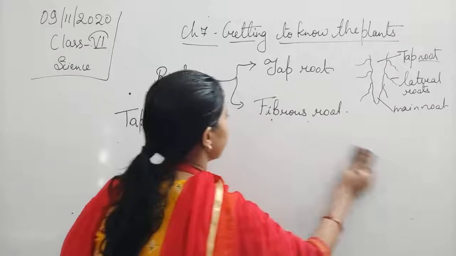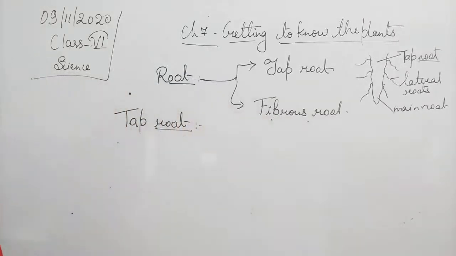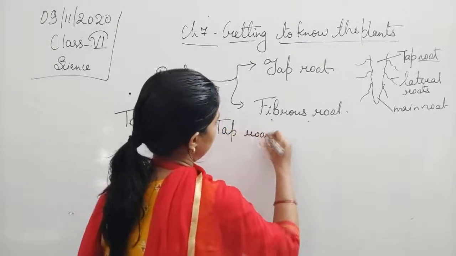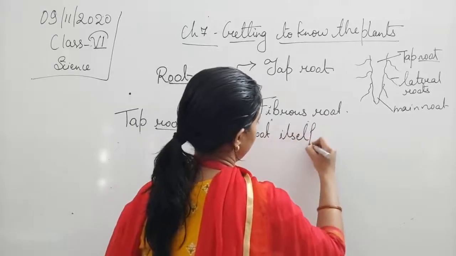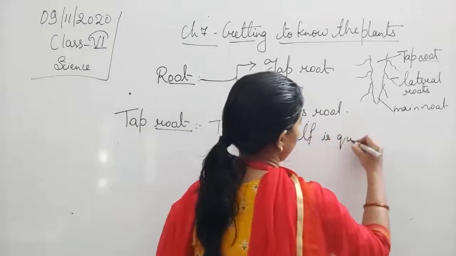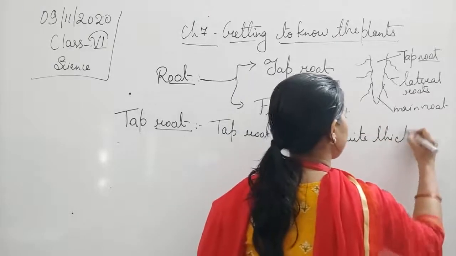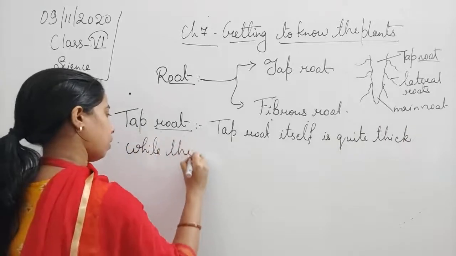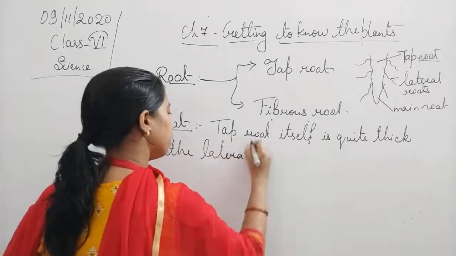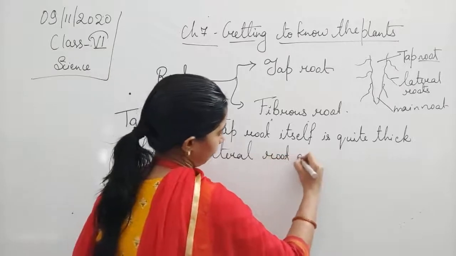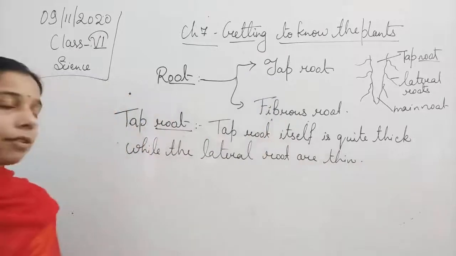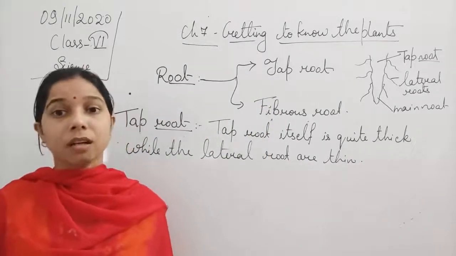Taproot itself is quite thick, while the lateral roots are thin. So one is thick and the lateral roots which come out from it are the thin ones.